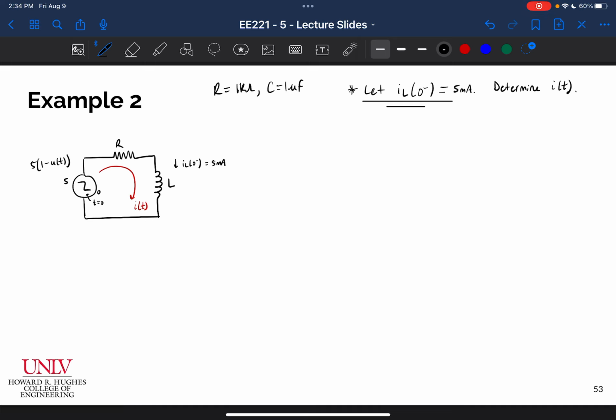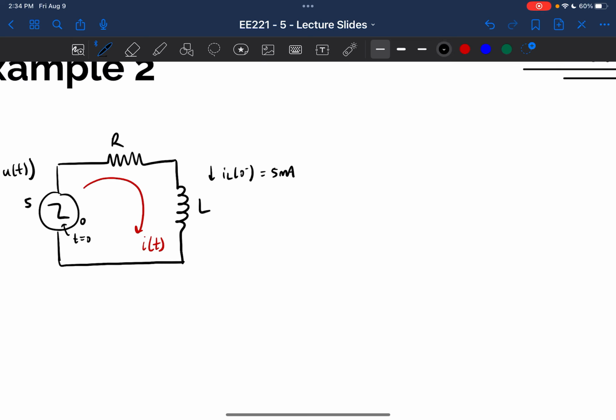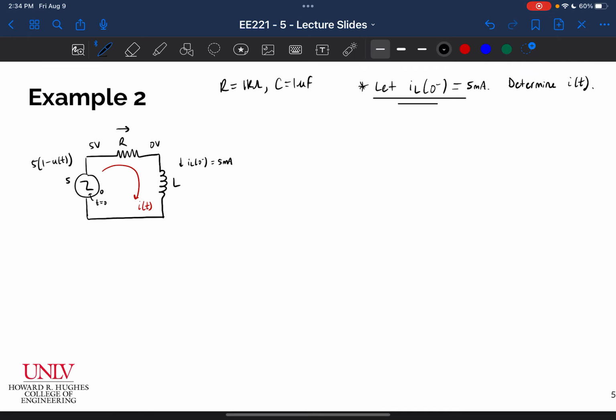We've got an RL circuit with an initial condition. We've got 5 milliamps flowing through the inductor initially, which basically means we have 5 volts here, 0 volts here. So there's 5 milliamps flowing through the resistor and 5 milliamps flowing through the inductor because they are in series. That's the initial condition. And so we basically want to model this circuit in the S domain and determine the time domain expression for the current flowing when we transition from 5 to 0 here, right?